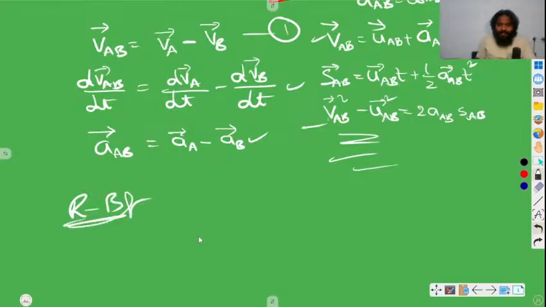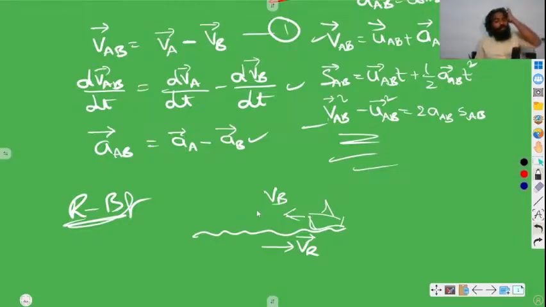Here, just imagine a river is flowing down in this direction with 5 meters per second, or else let me take V meters per second, right? VR. What is VR? Velocity of river. And here a boat is, this is the boat. The boat is moving in this direction with VB. Now the relative velocity of the boat with respect to the river is equal to VB minus VR, right?